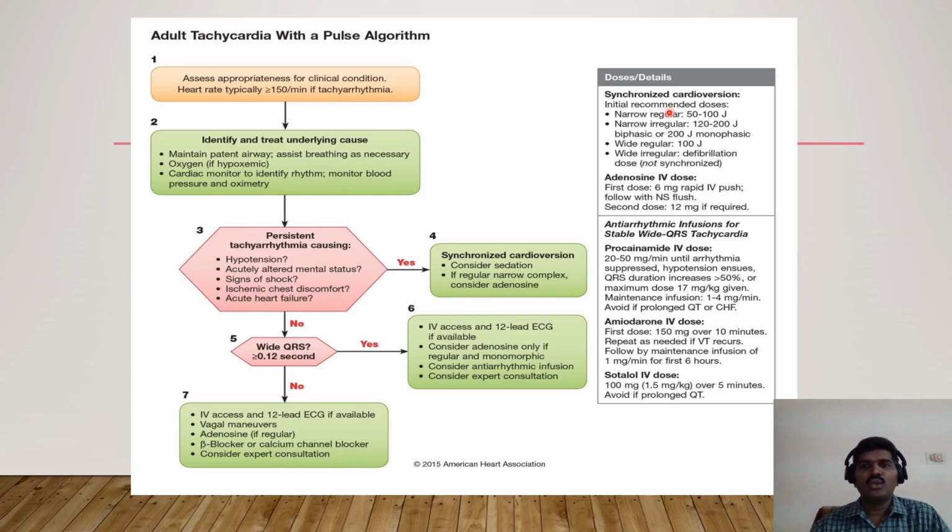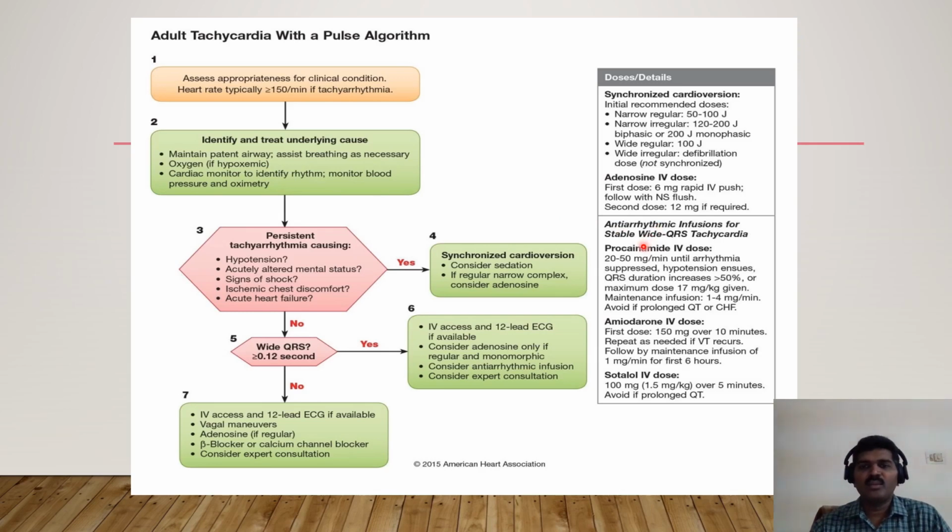So doses and details, synchronized cardioversion. The initial recommended dose for a narrow regular complex tachycardia is 50 to 100 joules. Narrow irregular tachycardia, 120 to 200 joules with a biphasic machine, or 200 joules with a monophasic machine. Wide regular tachycardia, 100 joules to start with. Wide irregular tachycardia, defibrillation dose, not a synchronized cardioversion. Adenosine IV dose, first dose 6 milligrams rapid IV push, followed by a 20 ml NS push. Second dose of 12 milligrams if required.